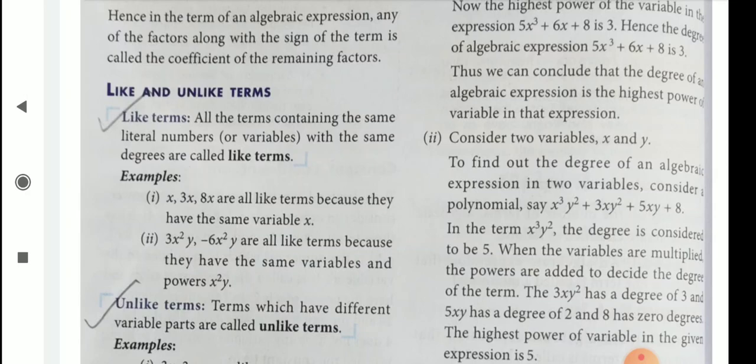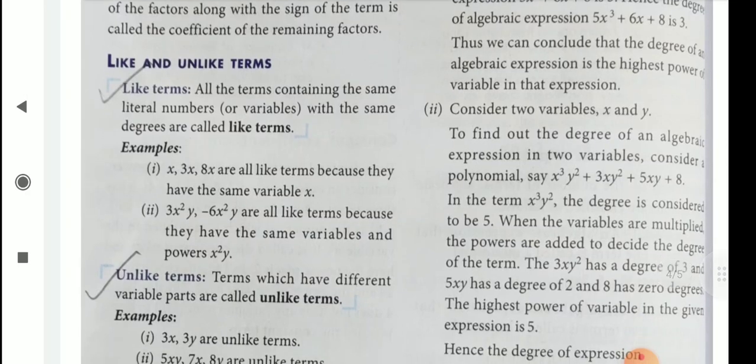Then another condition here: if two variables are there in an expression, then what will we do? To find the degree of an algebraic expression in two variables, consider a polynomial, that is x cube y square plus 3xy square plus 5xy plus 8. Children, here you observe that two variables are there, that is x and y. In the term x cube y square, the degree is considered to be 5. Why? Here we just add the powers. 3 plus 2 is 5.